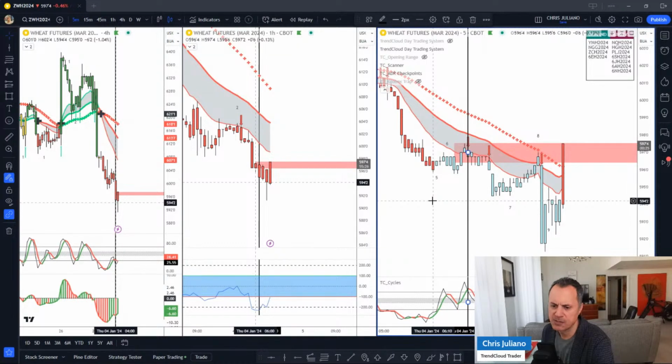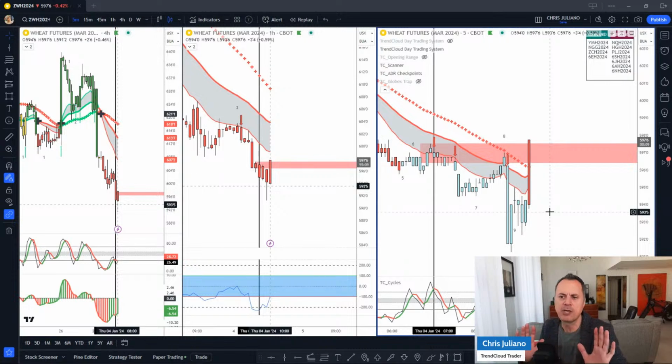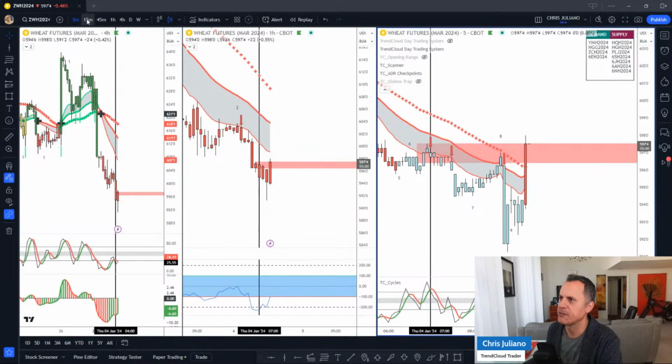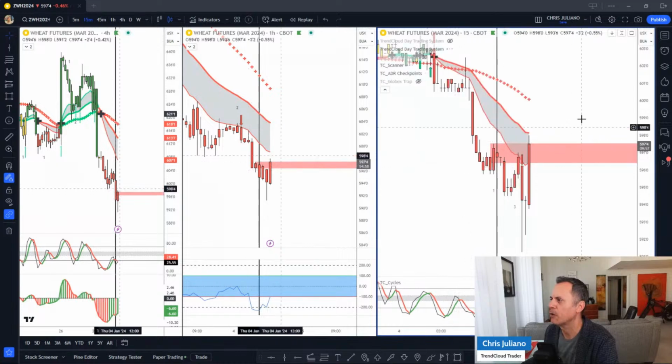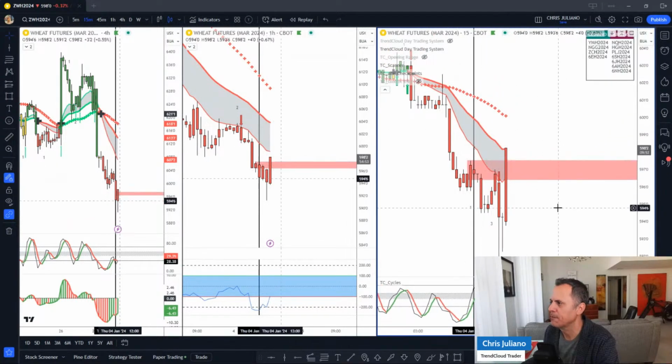Take the zones that are in the middle of the 50 SMA with the momentum and cycle. That is 100% correct. And when you do that, make sure you're in the perfect situation. Is this the perfect situation? Look how it just ripped through that zone on the 5-minute chart. Go back out to the 15. Where are we at on wheat here? It's pulling back into the 15-minute trend cloud.